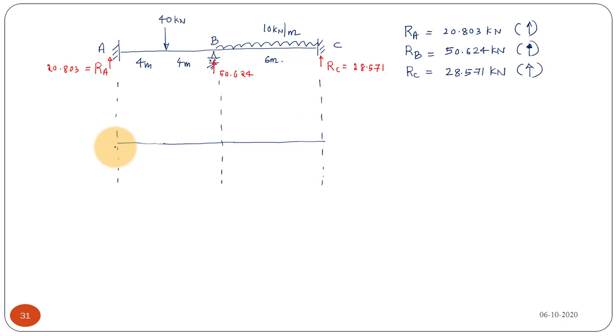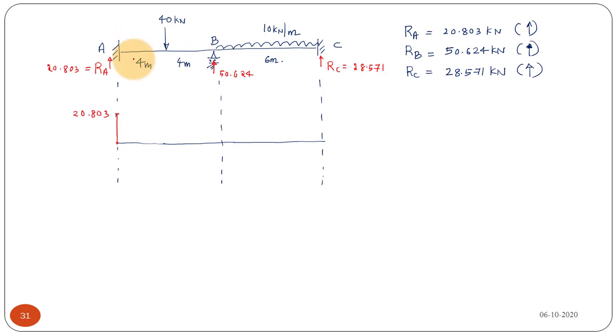So let us start from here. You are at this point in the beam, and now we have the upward reaction Ra of 20.803, so you go in the upward direction of this magnitude, 20.803.